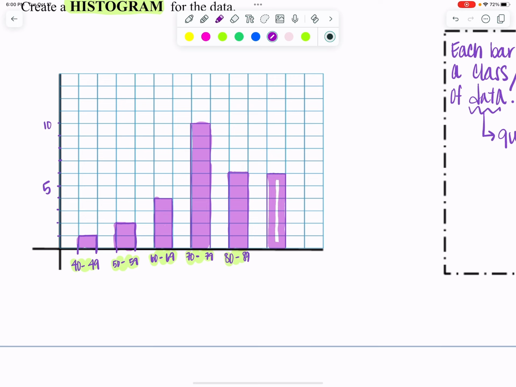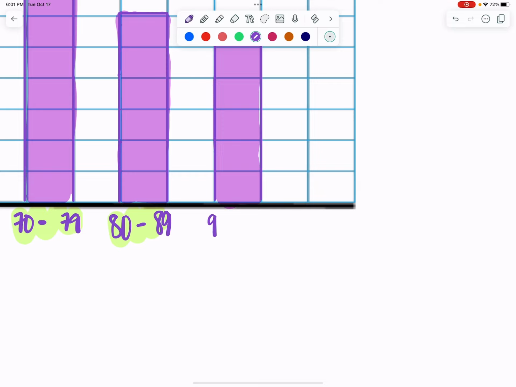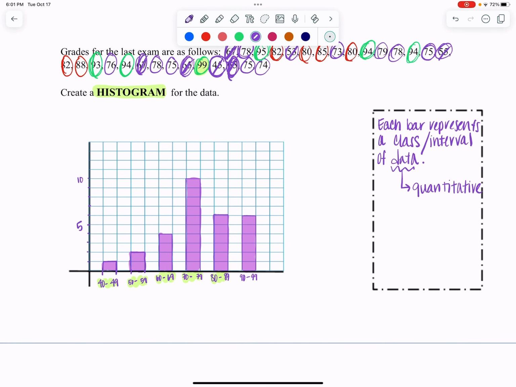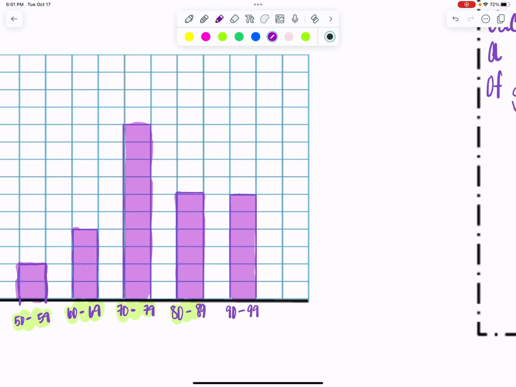And I forgot to label my class, and you guys didn't say anything. Can't believe you didn't tell me. I didn't label my class. So this is the 90 to 99 class. Now, how did I know to stop right there? Because this 99 right here was the largest element of my data set. So I knew I could stop. If there was a 100, I couldn't lump that 100 in with my 90 to 99 class. I would have to make another class to hold that one.